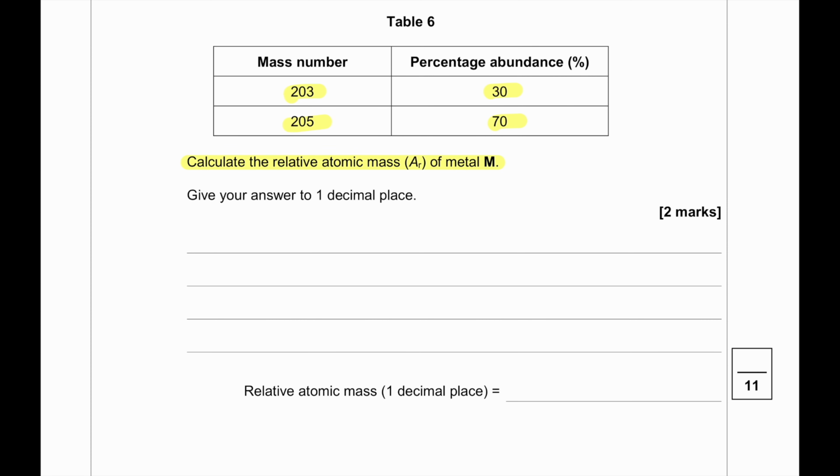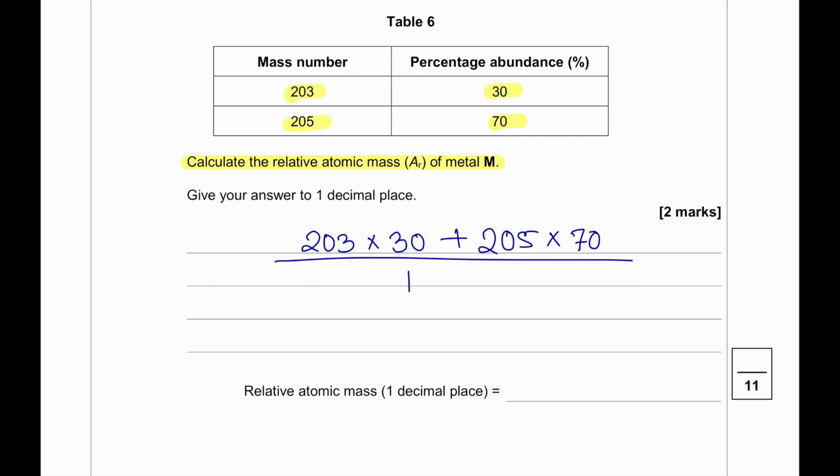To calculate the relative atomic mass, we will have to multiply the first mass number with its percentage abundance. And then we will have to multiply the second mass number with its percentage abundance. Since both of the percentage abundances are in percentage, we'll have to divide by 100. So the answer will be 204.4, because our answer is required up to 1 decimal place.